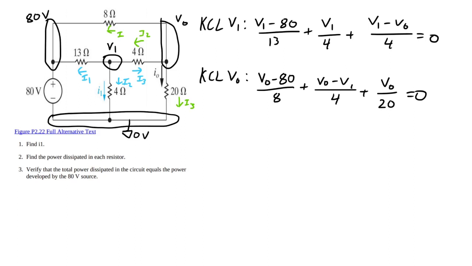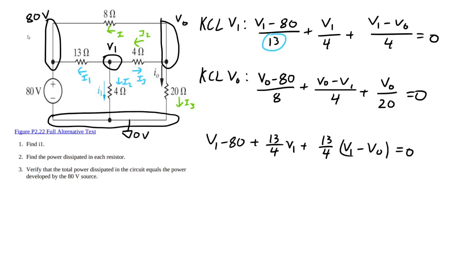So anyway, I'm going to take the KCL at V1. I'm going to copy that down. Let me select it. Well, I'll just circle. Okay, so the first thing we're going to do is multiply everything by 13. So we're going to have V1 minus 80 plus 13 over 4 V1 plus 13 over 4 V1 minus V0 equals 0.